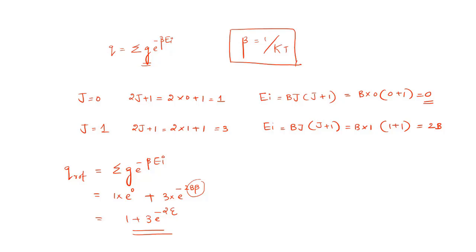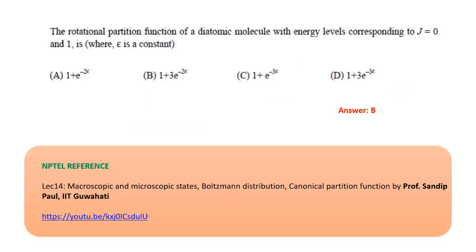Now let us see the options. Option A was 1 plus e raised to minus 2 epsilon. This is not the answer. Option B is 1 plus 3 e raised to minus 2 epsilon. This is the answer we got. The third option was 1 plus e raised to minus 3 epsilon, which is not. And the fourth one was 1 plus 3 e raised to minus 3 epsilon. This is also not the correct answer. So the correct answer of this question is option B, 1 plus 3 e raised to minus 2 epsilon.